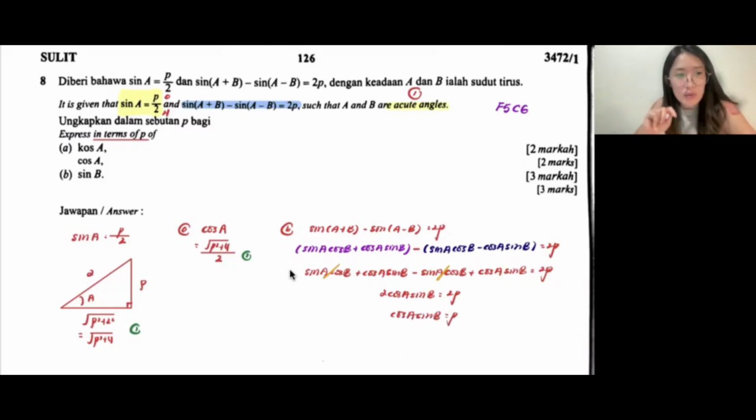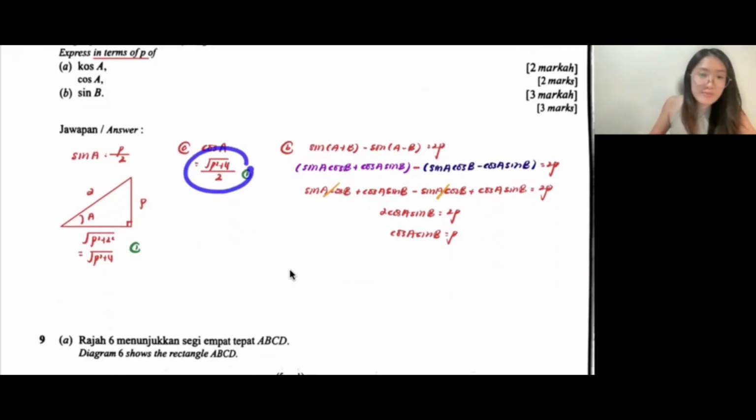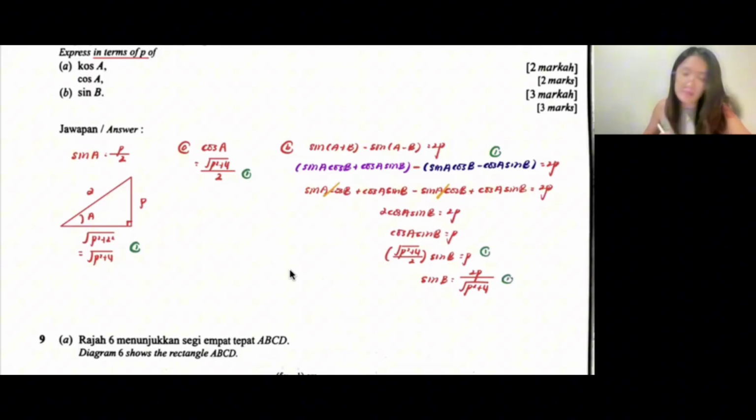I need sine B only, I don't want the cos A. Remember you did it in part A, so you can substitute in: square root of p squared plus 4, over 2, times sine B equals p. So for sine B, you move the fraction over to divide, and that will be 2p over the square root of p squared plus 4. There you go, your sine B is done. So 3 marks over here. Number 1, applying the formula, 1 mark. Number 2, substituting cos A.